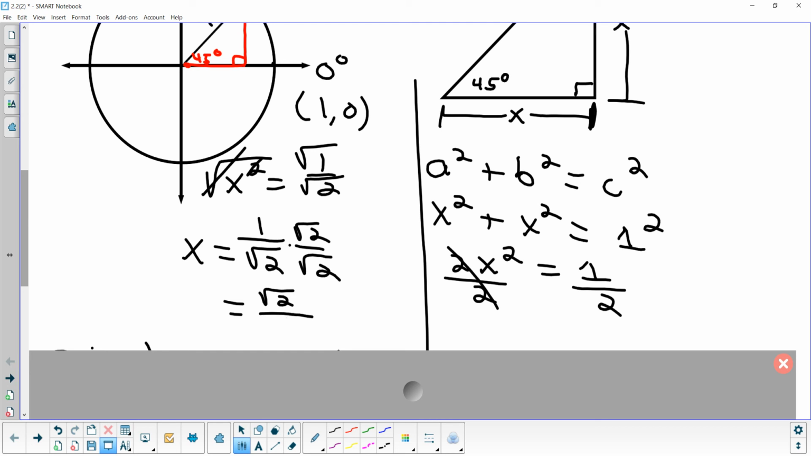And how about in the bottom? What's the square root of 2 times the square root of 2? Square root of 4, which is 2. So now, we just solved for x.